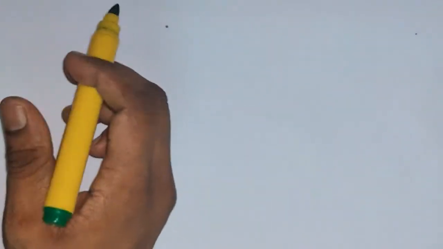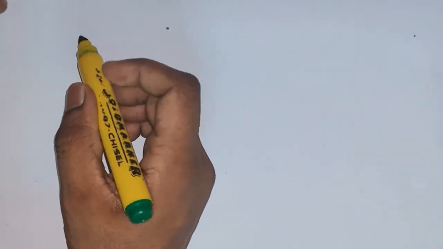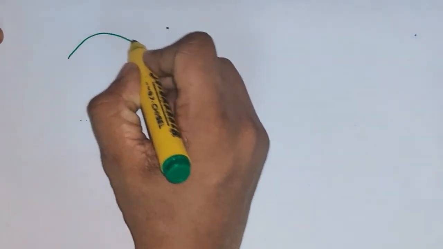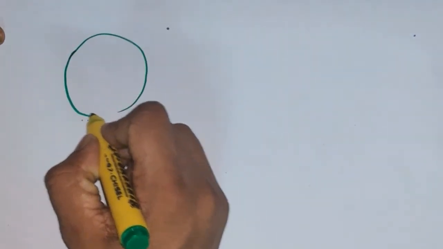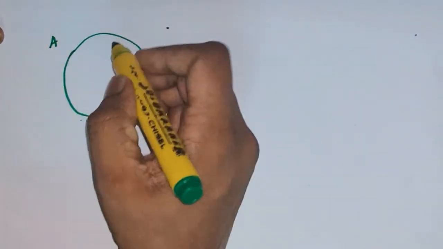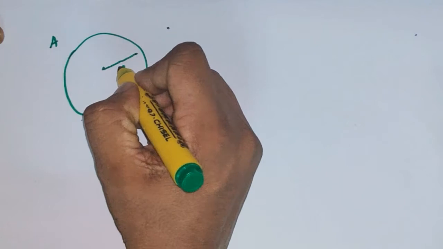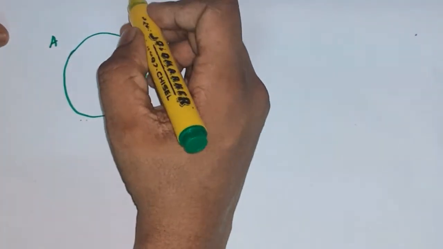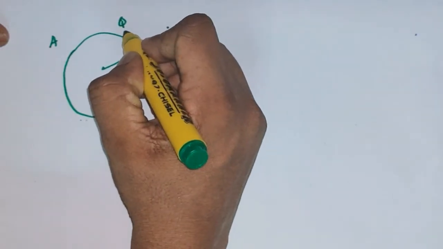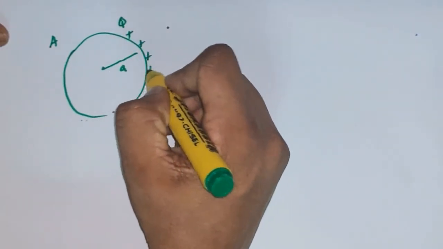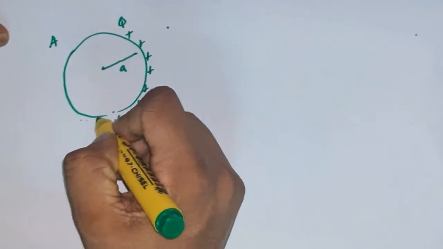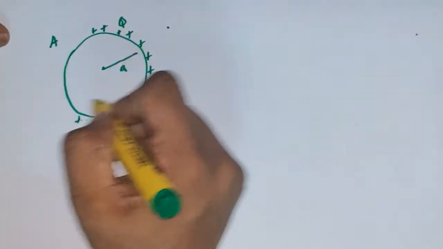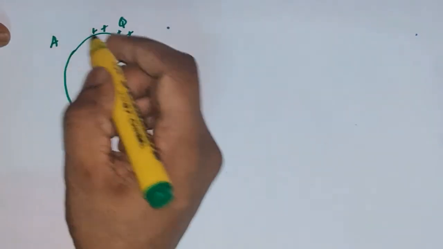We are given the metallic sphere A of radius a. It is charged with plus q. Suppose I am taking the metallic sphere, this is capital A, and this radius is small a. The total charge in the metallic sphere is plus q, which may be distributed on the surface. The total charge in the whole metal sphere is q.